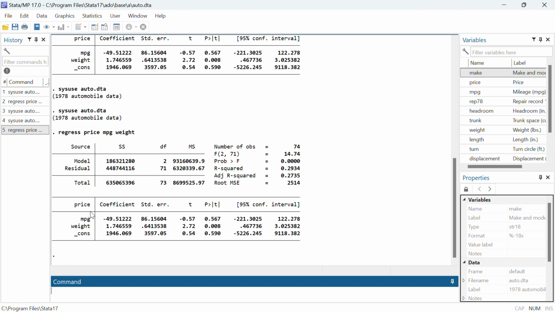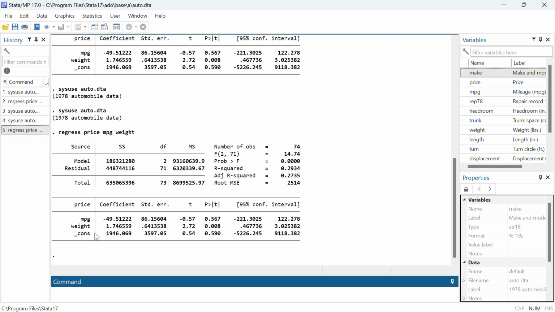Now let us do the second case, the second independent variable, that is weight. The weight has a coefficient of 1.746559. This tells us the average change in price that is associated with a 1 unit increase in weight, assuming MPG is held constant. In this example, each 1 unit increase in weight is associated with an average increase of about 1.74 in price, assuming MPG is held constant.